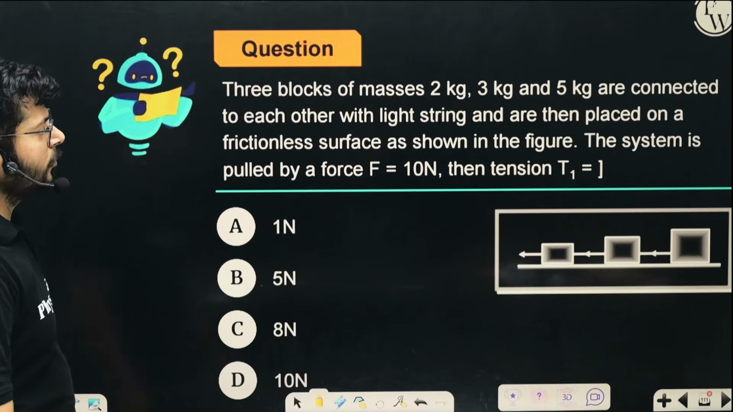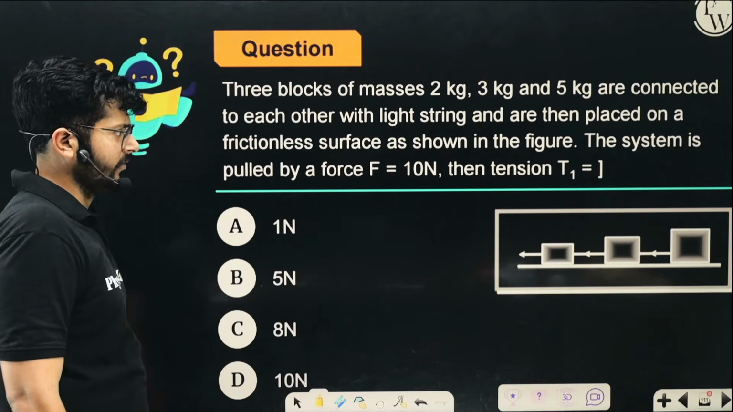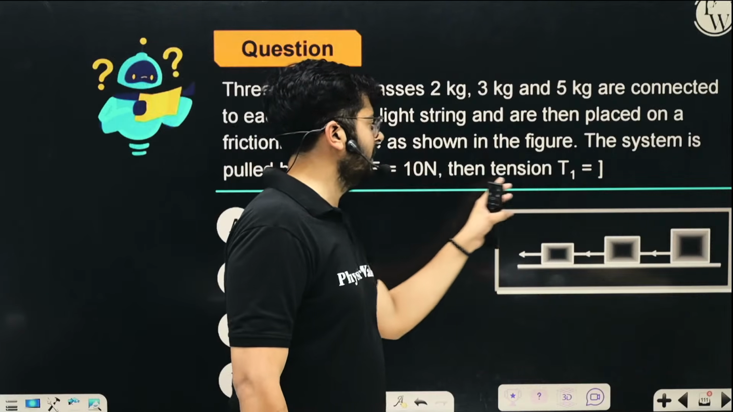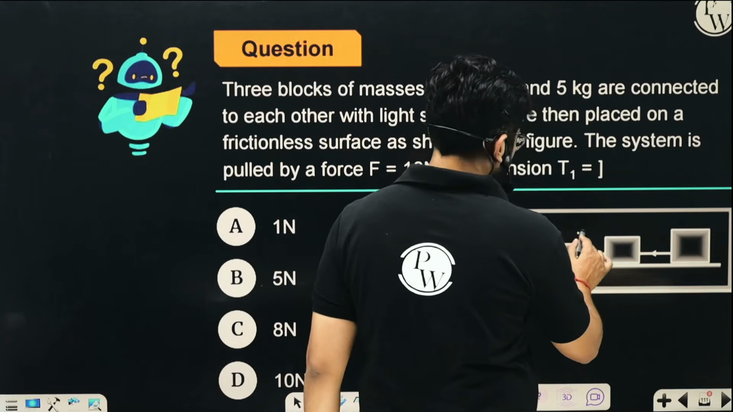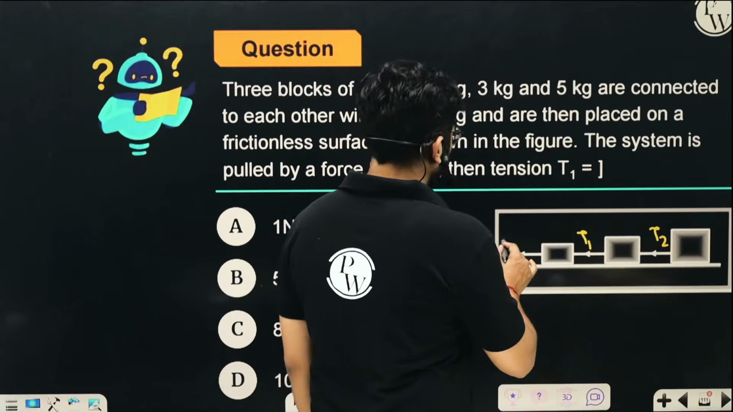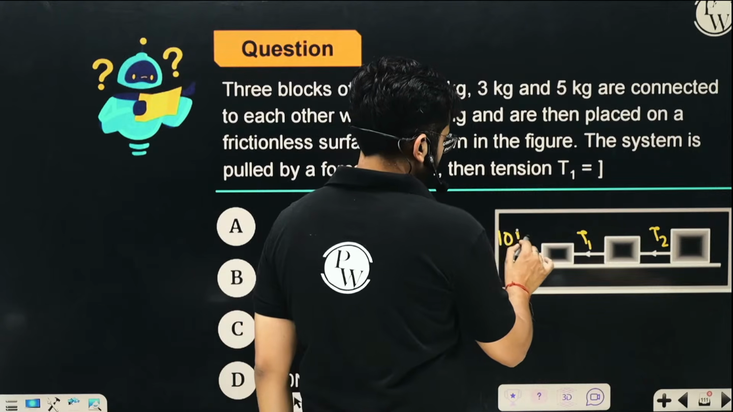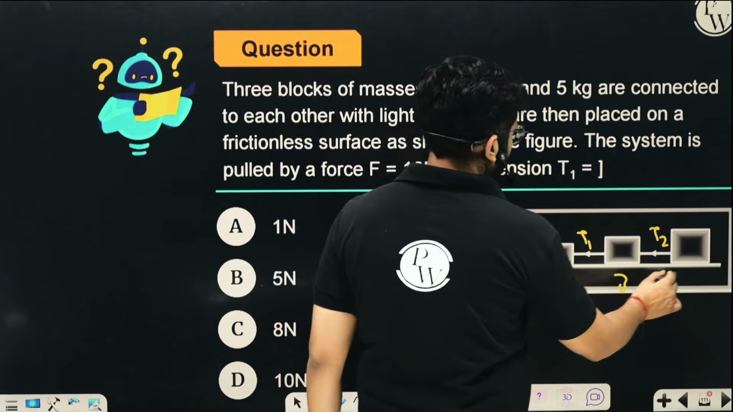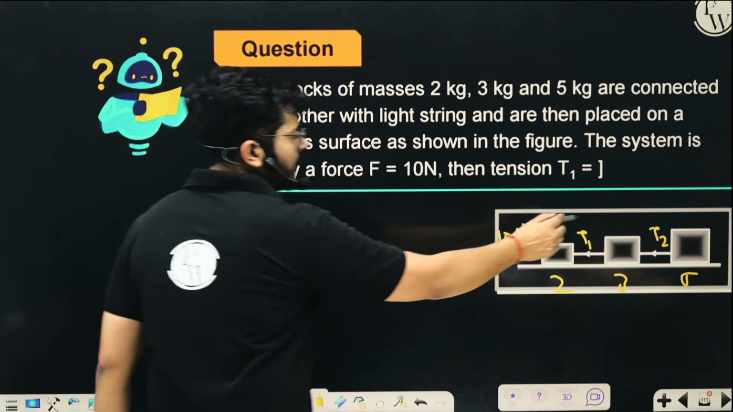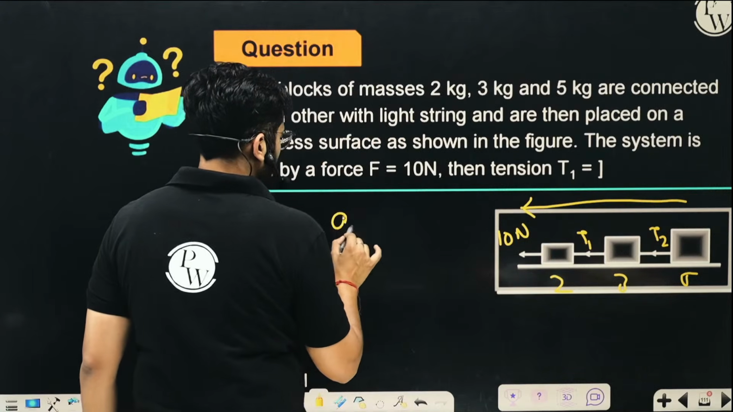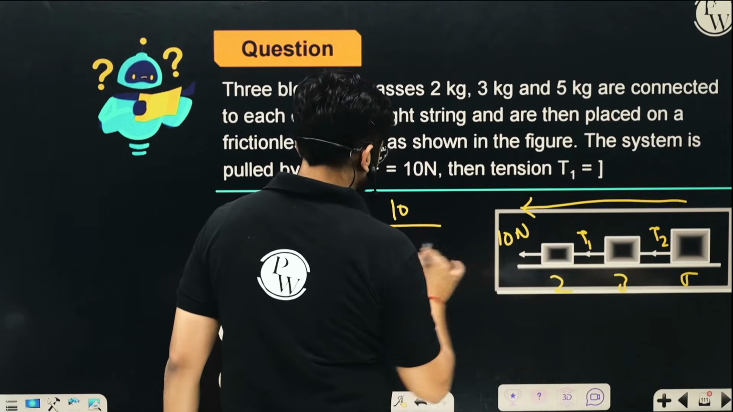Now, there are three blocks of 2, 3 and 5 kilograms. They are connected to each other with light string and then placed on a frictionless surface as shown in the figure. The system is pulled by a force of 10 Newton. Then what will be the tension T1? Okay, so we have to talk about the tension T1. Let's say that tension here is T1, tension here is T2. We are applying a force of 10 Newton. The masses are 2 kilogram, 3 kilogram and 5 kilogram. So what will be the common acceleration of the system? We can say acceleration of the system will be net pulling force upon total mass, which is 2, 3 and 5.